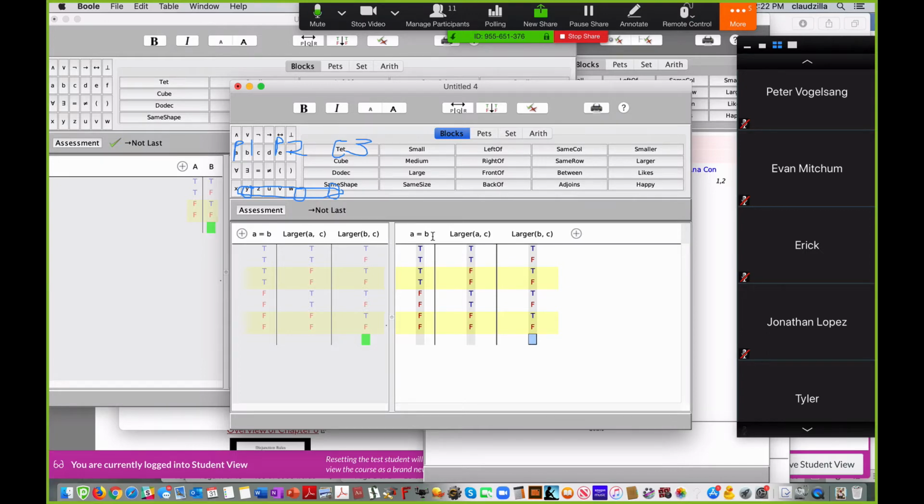So short story is the truth table does not account for what the atomic sentence means, whether it doesn't account for what the identity symbol does or how it functions, right? It's not a truth functional symbol. And it doesn't account for the meaning of larger, smaller, left of, right of, that sort of thing. Right. And so, yeah, I understand now.